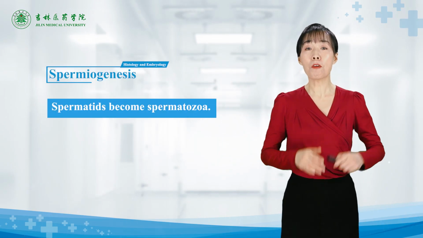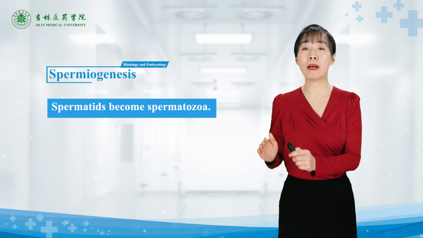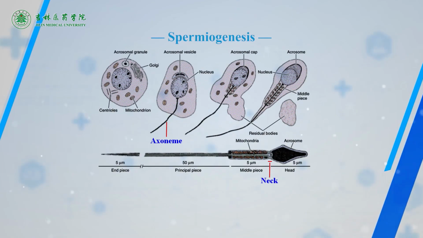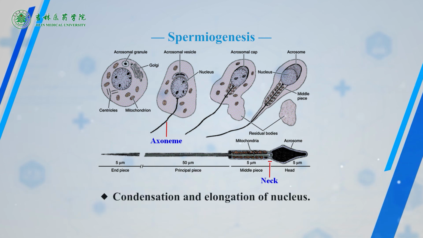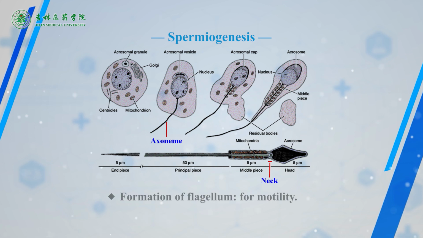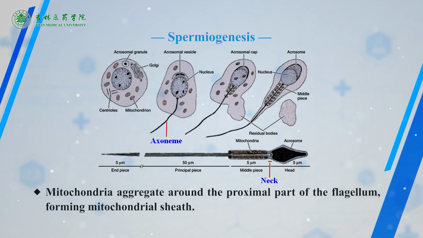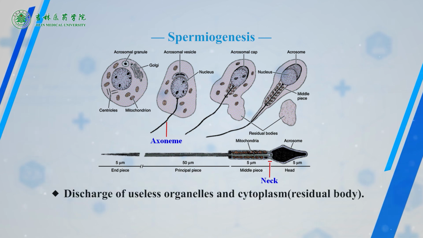Spermiogenesis is the process from the spermatids to spermatozoa. It includes formation of the acrosome covering the anterior and lateral portion of the nucleus, containing hydrolytic enzymes for fertilization, condensation and elongation of nucleus, formation of flagellum. Mitochondria aggregate around the proximal part of the flagellum, forming the mitochondrial sheath. Discharge of useless organelles and cytoplasm, also named residual body.